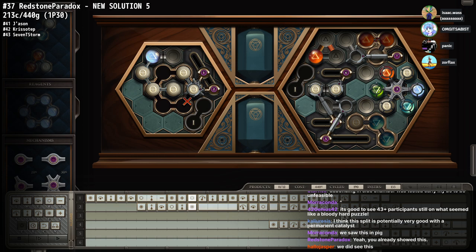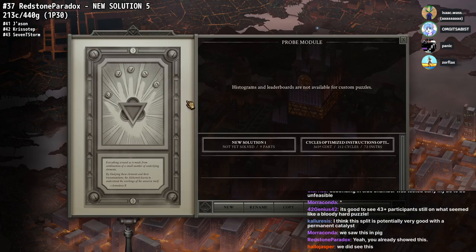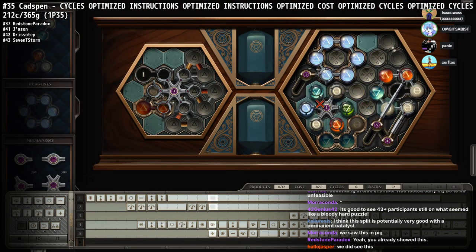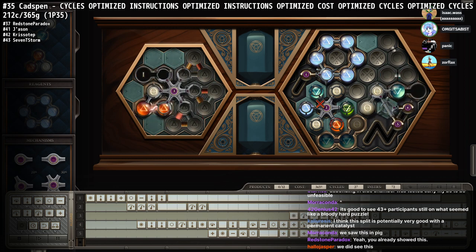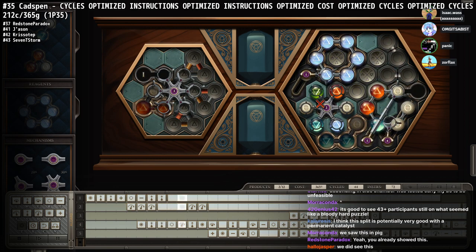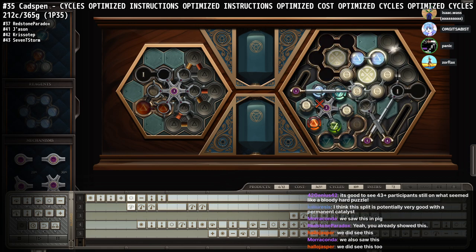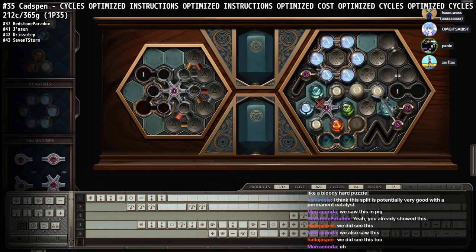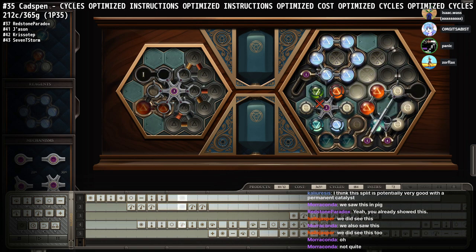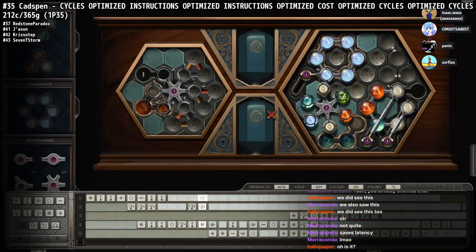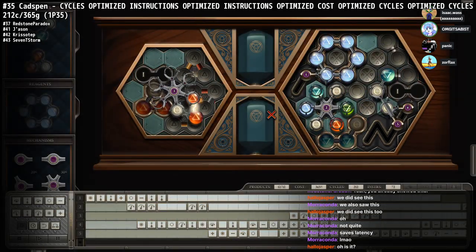Oh yeah, I guess I remember this being a pig. I've just been remembering all the better pig solves. So this one from Catspin is cycles optimized, instructions optimized, cost optimized, first victory. So I think this is a cycles optimized version of this. This is a different solve. It's not 69 instructions. It's slightly different. It's a cycles optimized version.